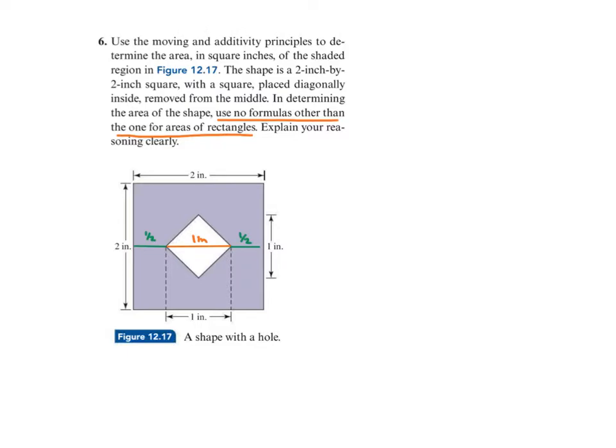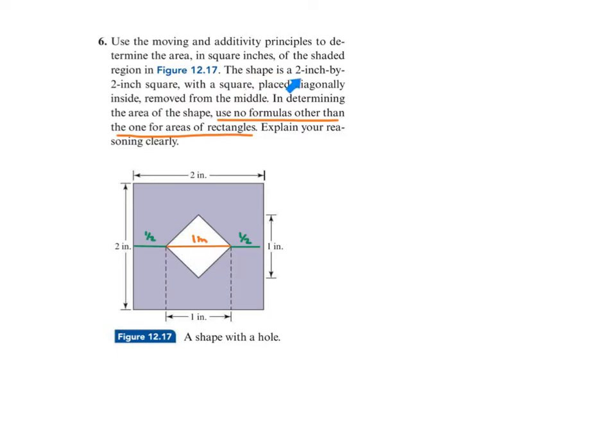In this question, they're asking us to use the moving and additivity principle to determine the area in square inches of the shaded region. So if we examine this, I see a larger square that measures 2 by 2, and then I also see inside of it a white unshaded portion that looks like a square as well, but it's kind of turned on its side.